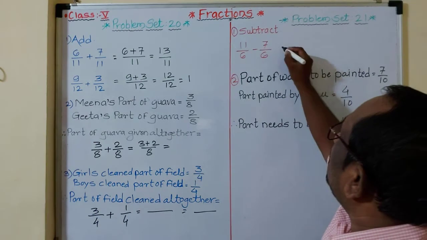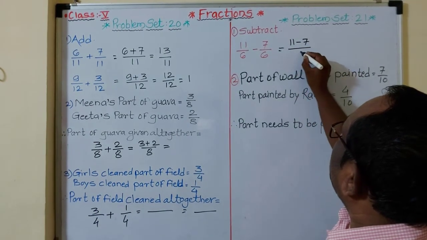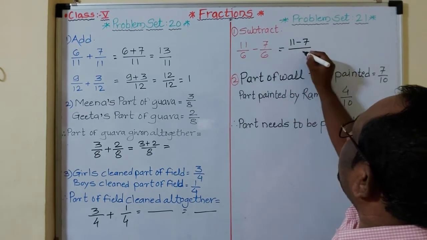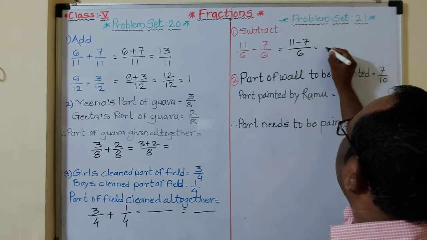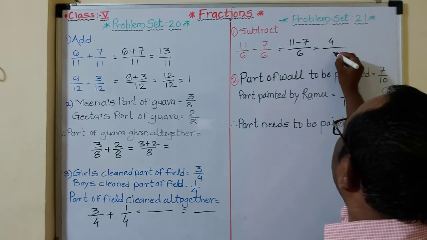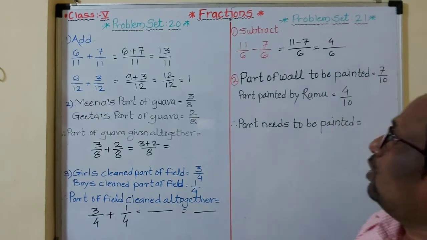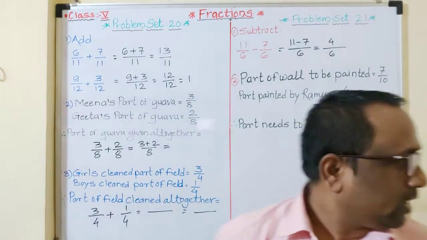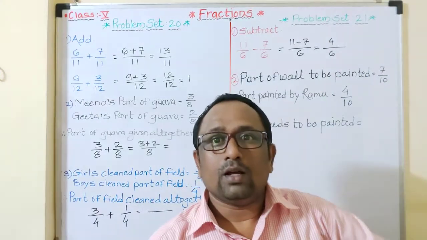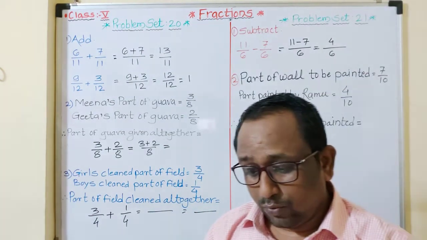Same way we have to solve: 11 minus 7, and the denominator we have to write as it is. Then here 4 upon 6. This way students you have to solve all the 8 examples from this problem set number 21. Now here is the second word problem.